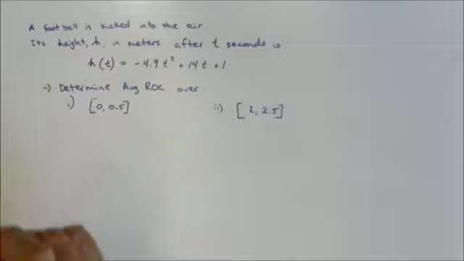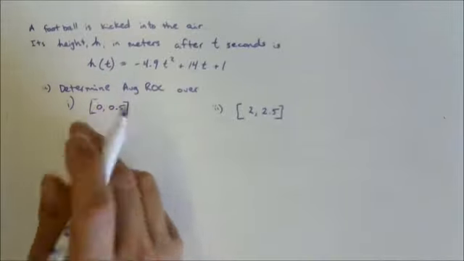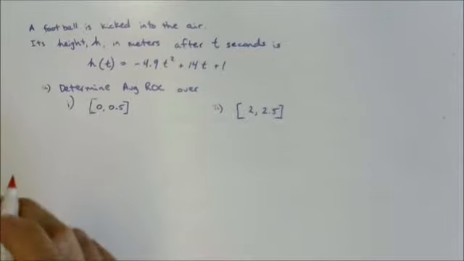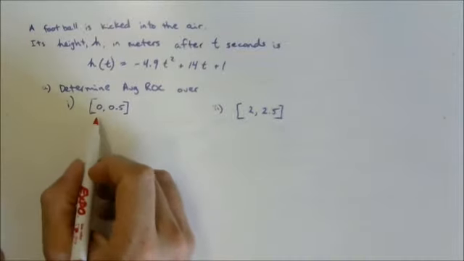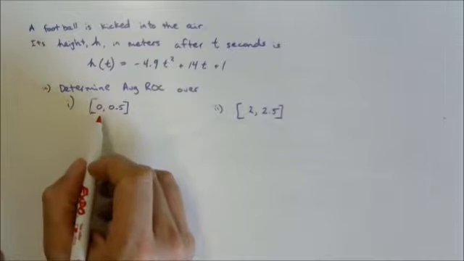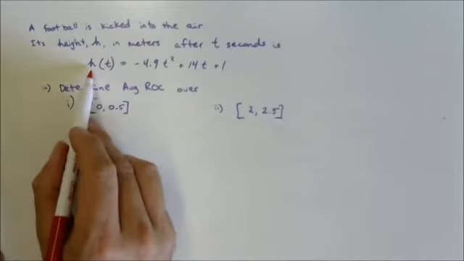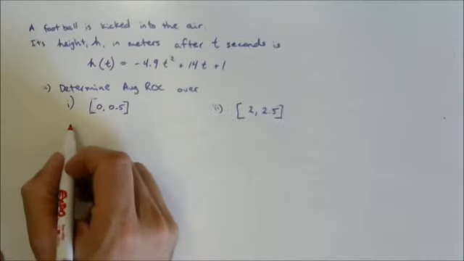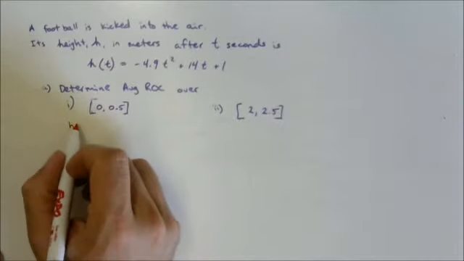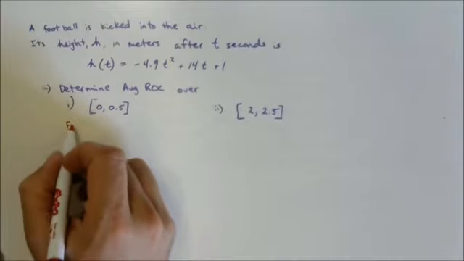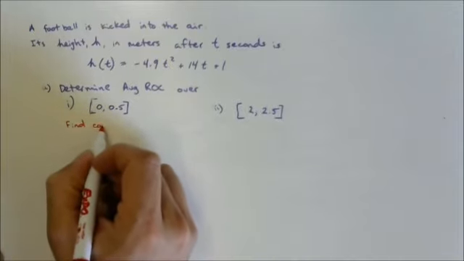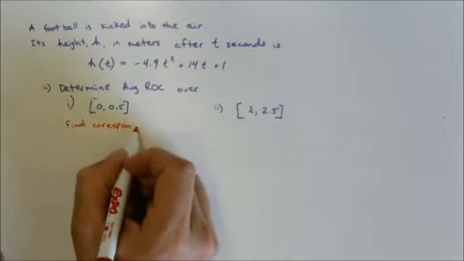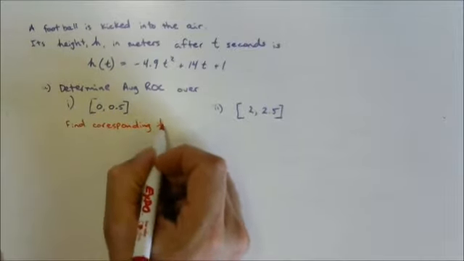Okay, here we go. So for our first interval here, from 0 seconds to 0.5 seconds, we are missing information still. We need the change of height over the change in time. We have the t values, we don't have the h values yet. So step 1 is we need to find corresponding h values.